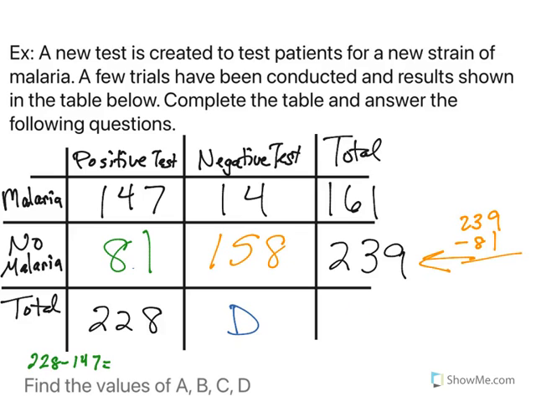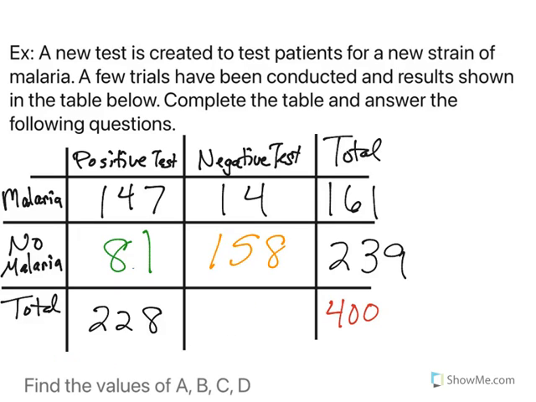Go to letter C. Okay, so letter C, total, 161 plus 239, right? These are malaria plus non-malarias. Give me the total amount of people we are talking about. Let's get rid of my confusing math. And last, let's look at D. You can find this a couple ways. We can add the negative tests, 14 plus 158. You can subtract 400 minus 228. Doesn't matter how you do it.